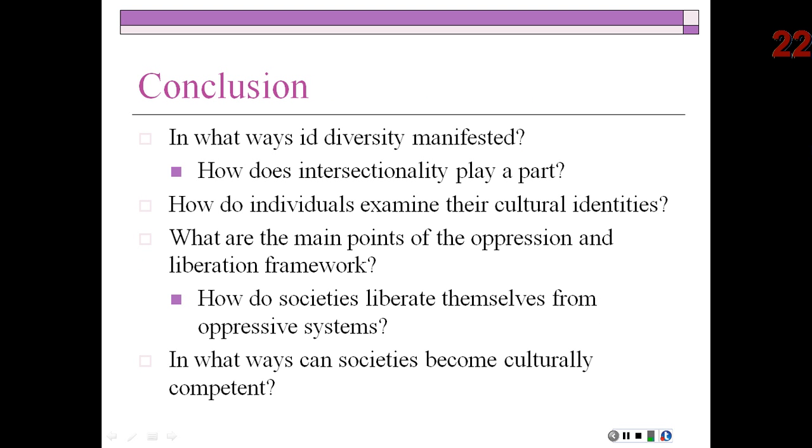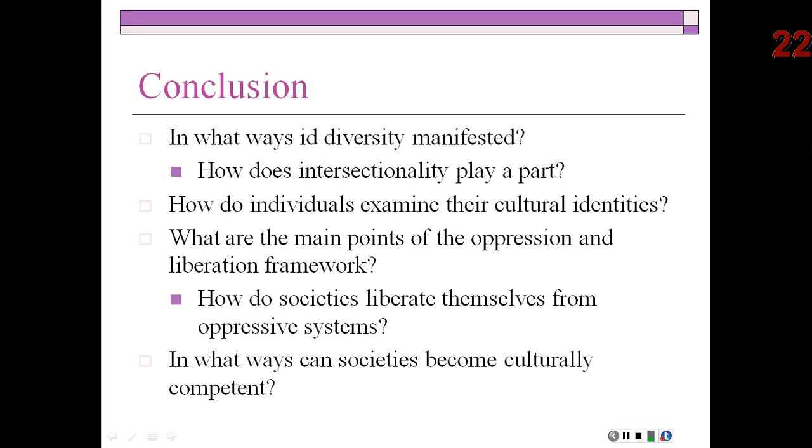Conclusion: in what ways is diversity manifested? How does intersectionality play a part? So after hearing this, you should know these things. How do individuals examine their cultural identities? What are the main points of the oppression and liberation framework? How do societies liberate themselves from oppressive systems, and in what ways can societies become culturally competent, right?